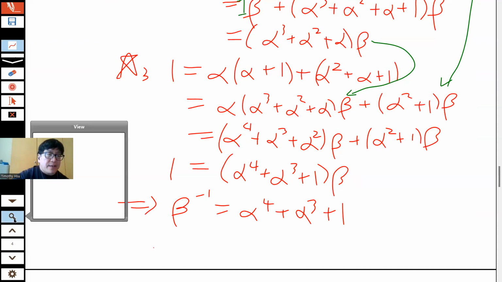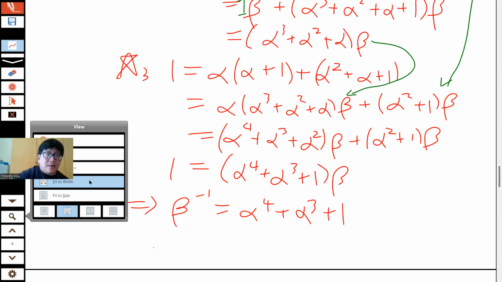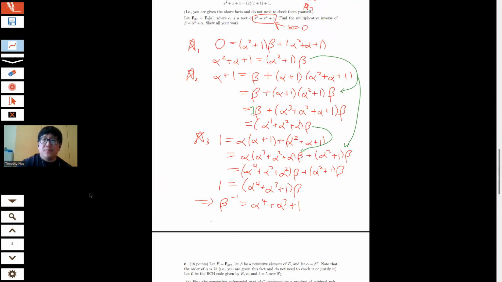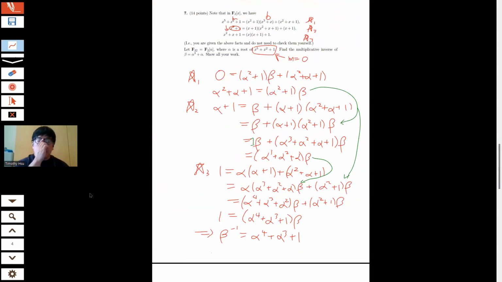Let me pull back and let everybody, including the folks at home, see this in its full glory. Fit to size, that's right. There we go. Okay, so there's the whole computation from beginning to end. You can freeze frame that now. I guess that's a great thing about watching at home. You get to freeze frame. So any questions about that?